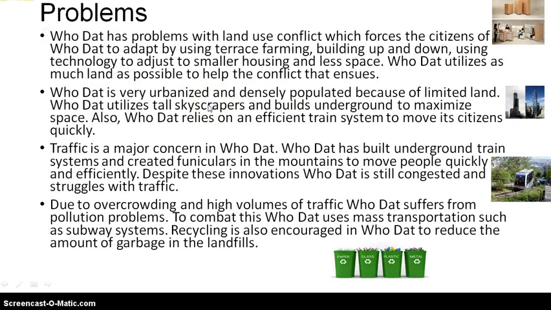Slide 8 is the problems box requirement. Here we have 4 problems in Who Dat being addressed. It is your choice which problems you choose to address for your country when you are completing your project. Looks like here Mr. Carter has chosen problems with land use conflict, a densely populated urbanized area, traffic concerns, and pollution problems due to his traffic concerns in the Who Dat Nation.